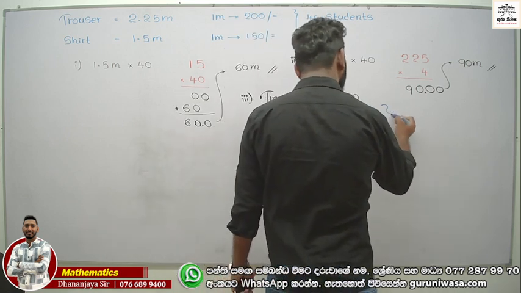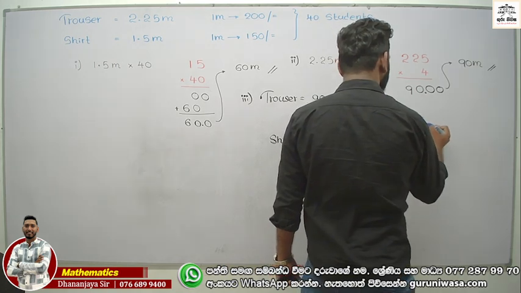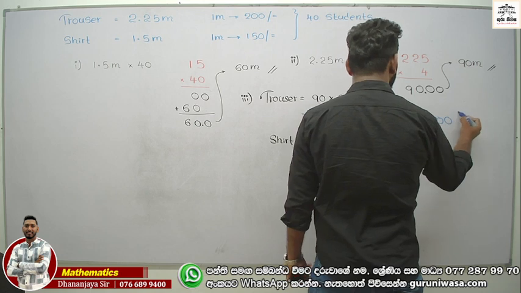Now the total amount, 18,000 plus 9,000, becomes 27,000 rupees needed.